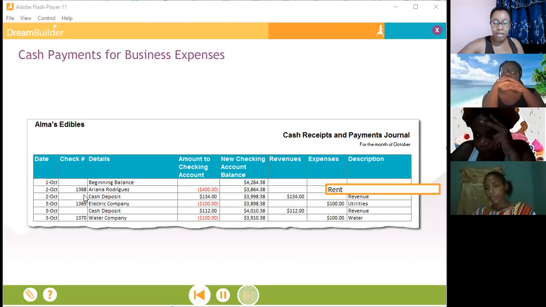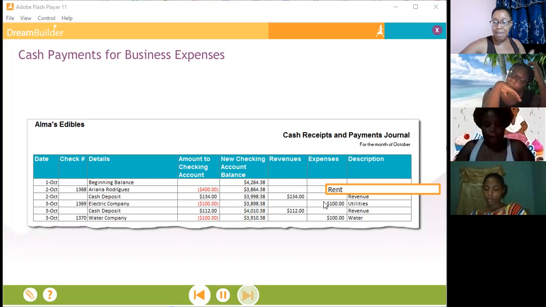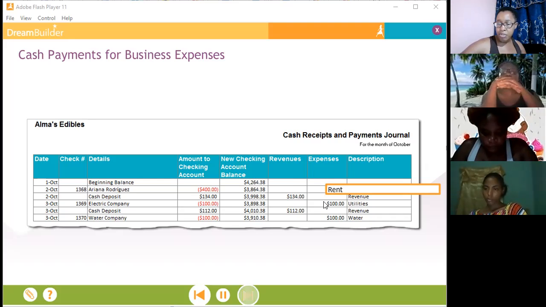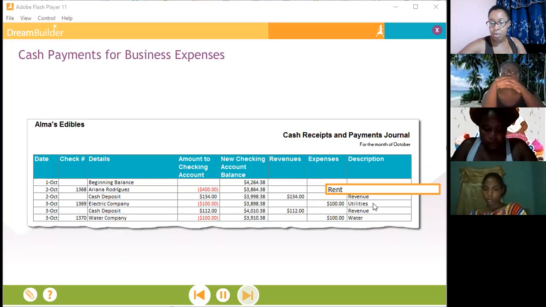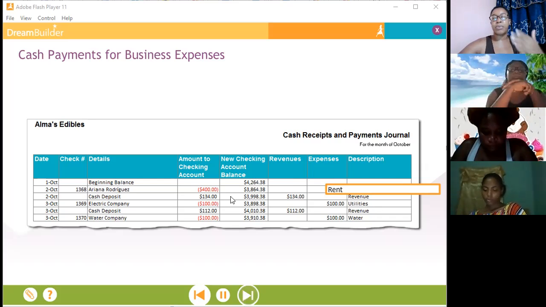Okay. The next one was money that she paid out. That was $100. She paid it to the electric company. So then she had to minus the $100 from her last balance. The $100 would come under the expense column. And then what would be that electric company description? That's for utilities. That will be the description. Okay, so this is the procedure that you use when putting in information into the cash receipts and payments journal.